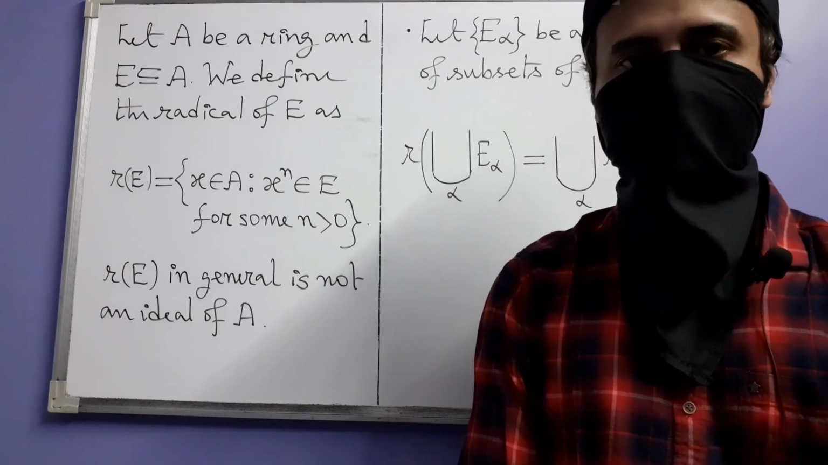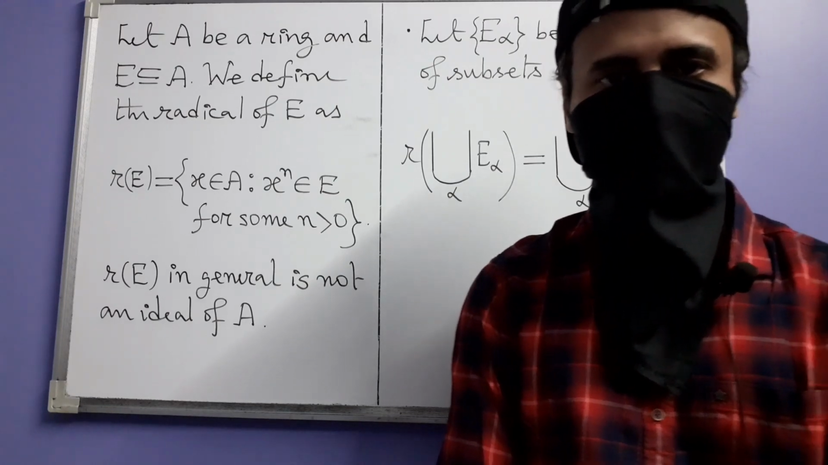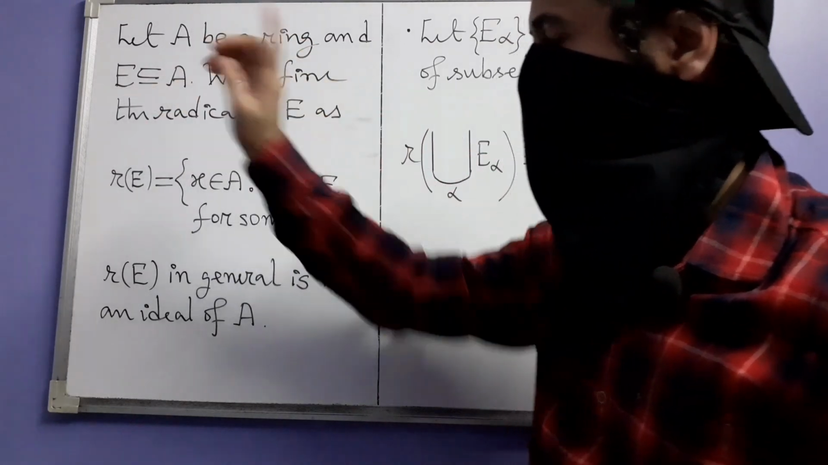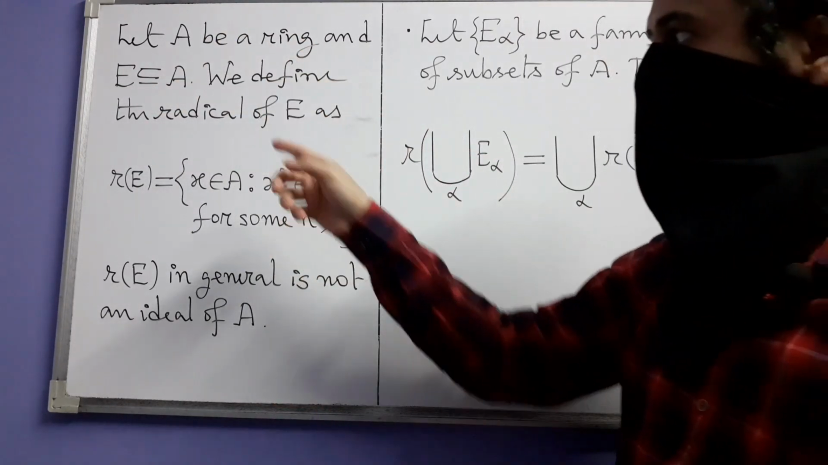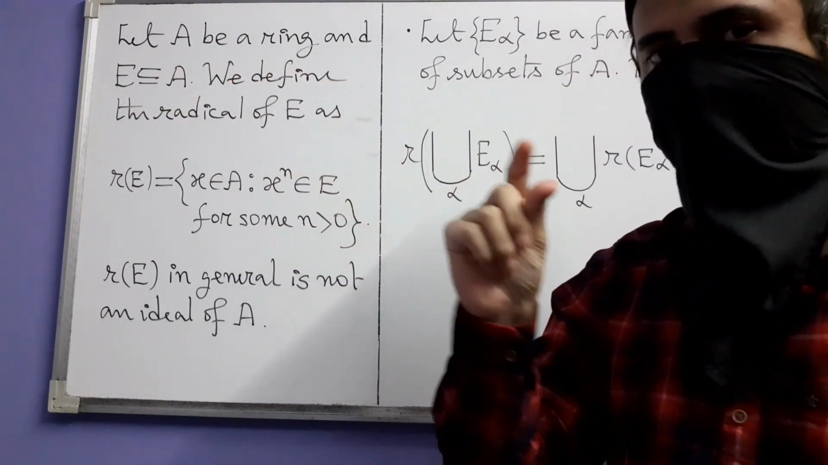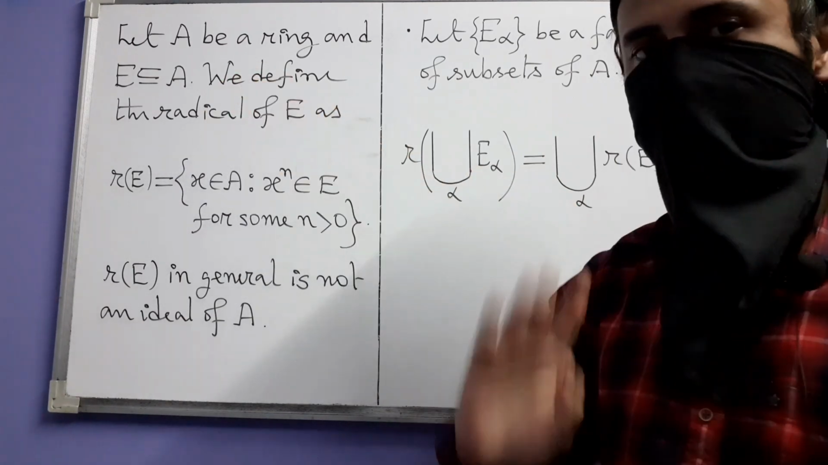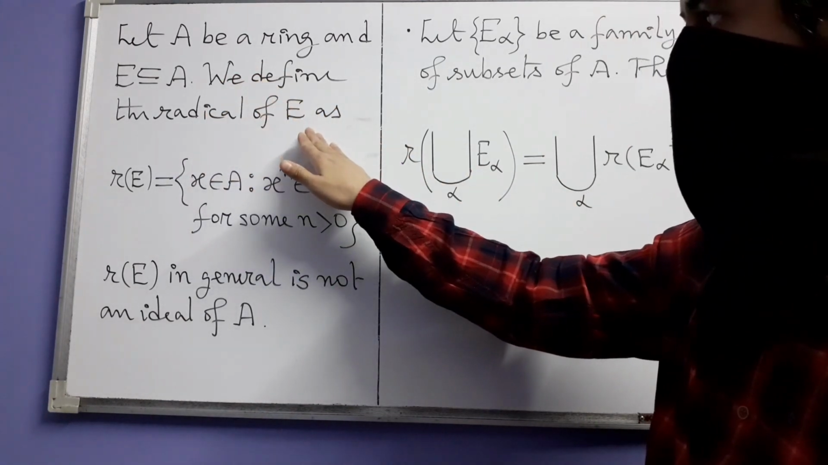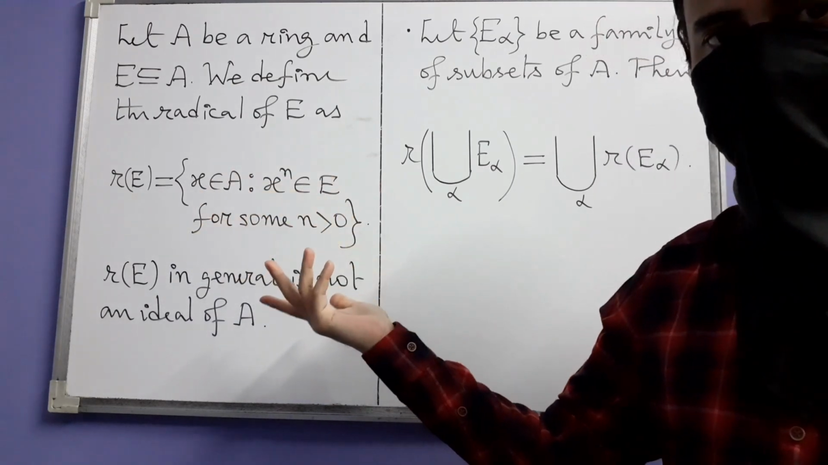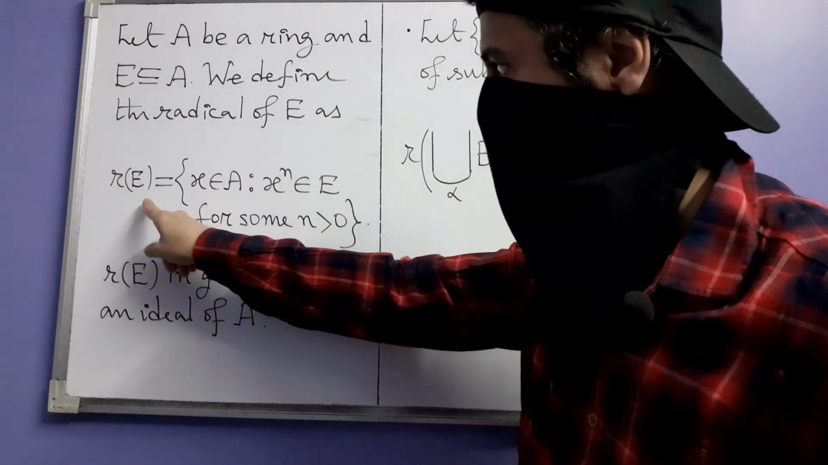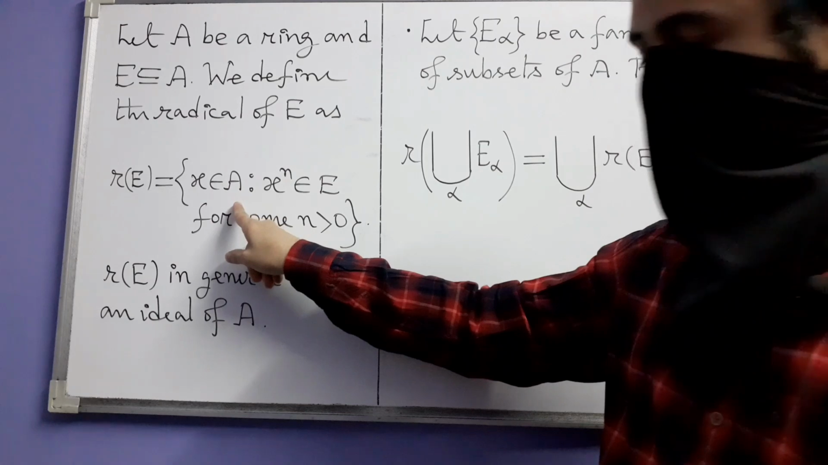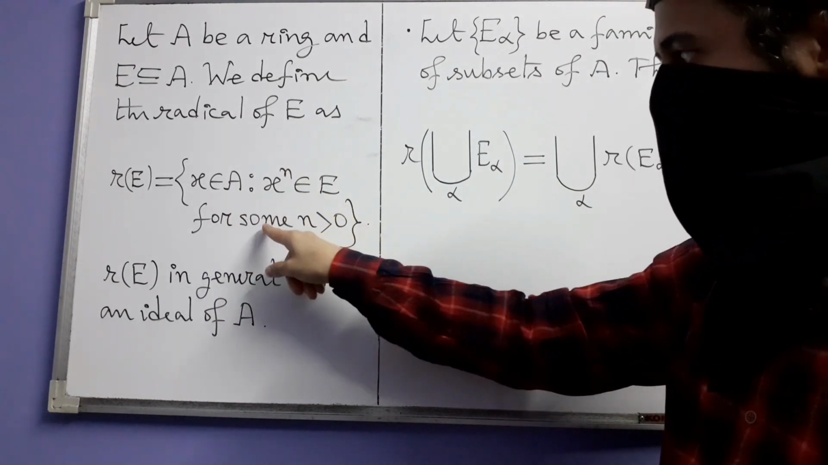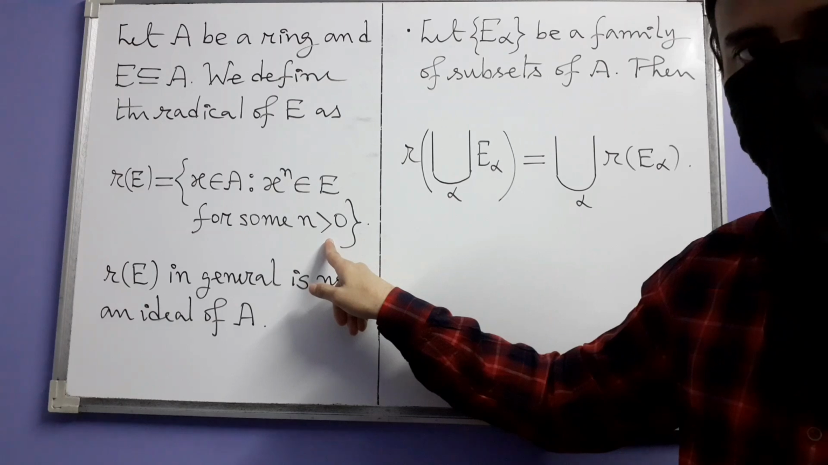We next generalize the notion of the radical of an ideal like this. Let A be a ring and E be a subset of A, any subset. Now previously we had an ideal, now we have any subset of A. Then we define the radical of this subset E in exactly the same manner as before. That is, R of E is the set of those ring elements x such that x to the power n belongs to E for some positive integer n.